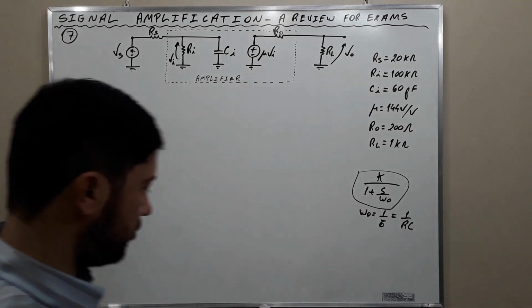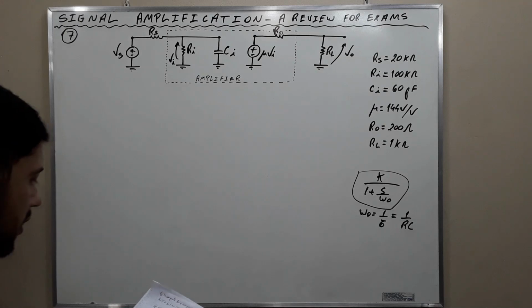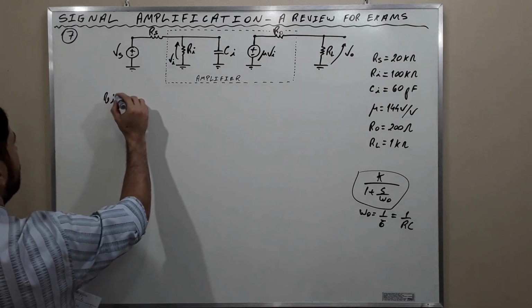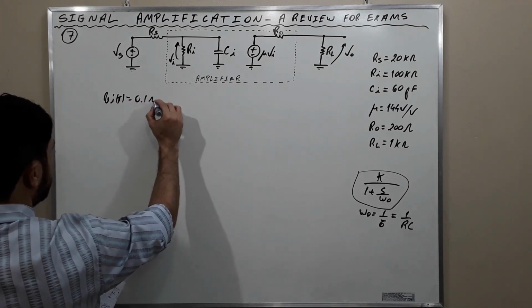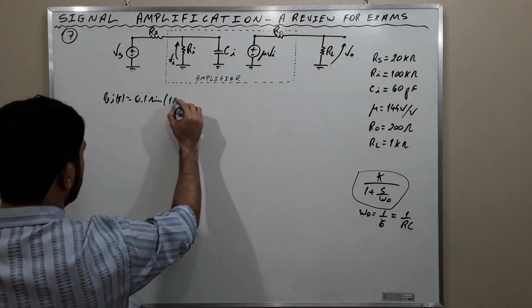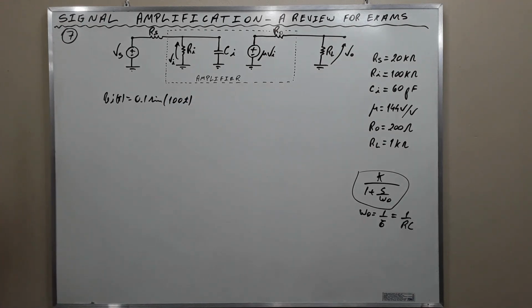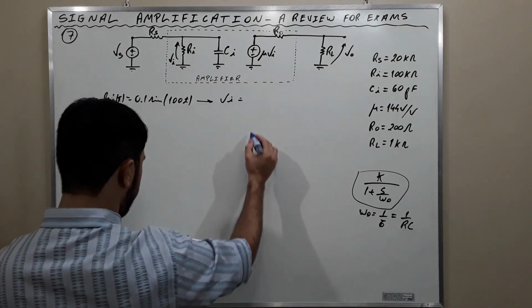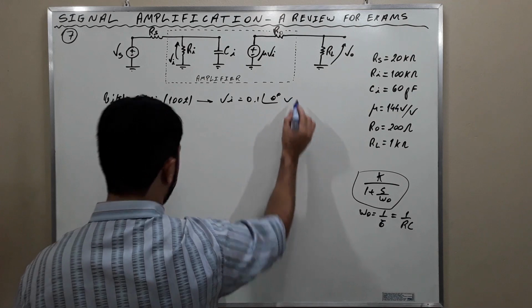Letter C wanted us to find the output voltage for the input voltage Vi of t equal to 0.1 times the sine of 100t. We want to compute the output voltage provided that the input voltage is this. The corresponding phasor is 0.1 phasor 0 degrees volts.